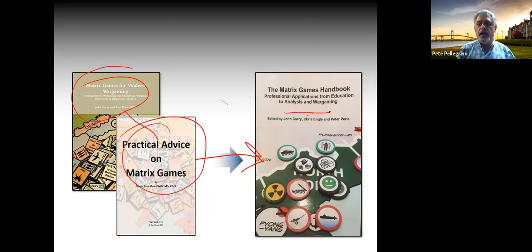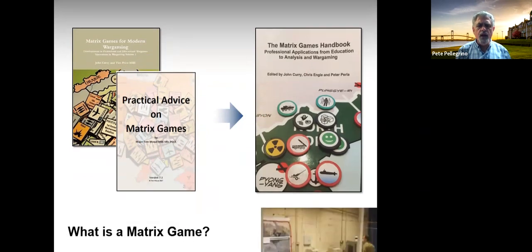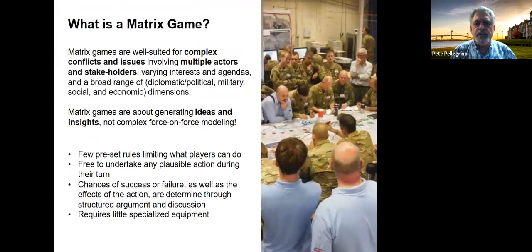This version, the handbook version, basically added a lot of the learning theory and the psychology behind matrix gaming as part of its content, which may not be as useful to you as the actual practical implication, you know, the practical advice for how to do it. All right. So, what is a matrix game?